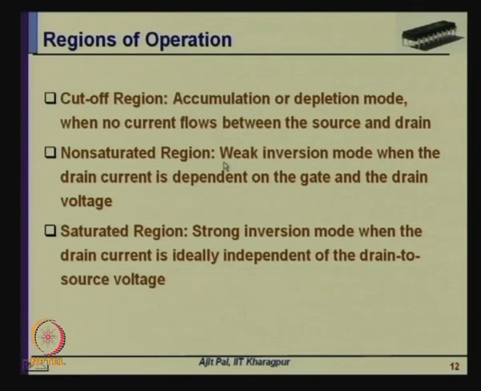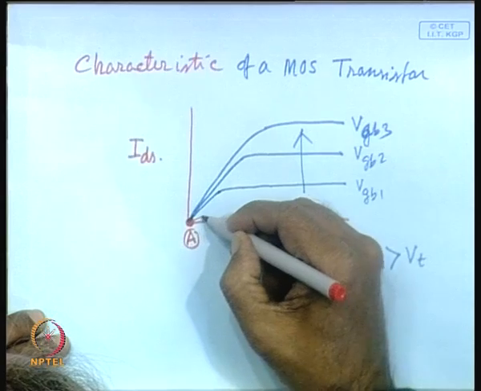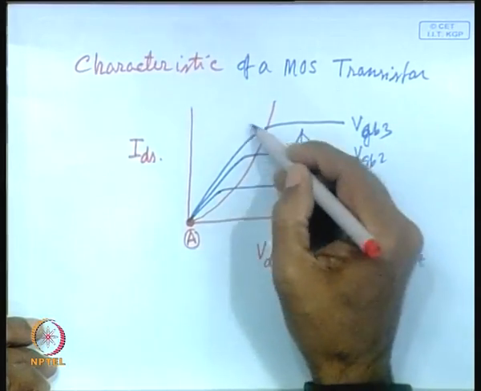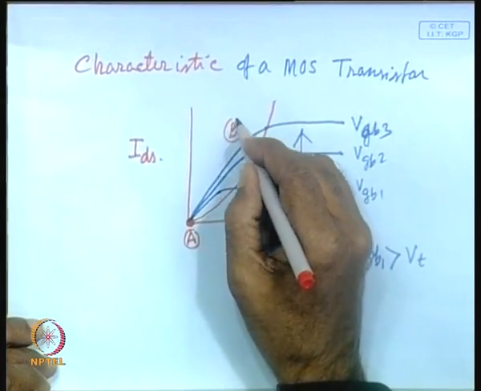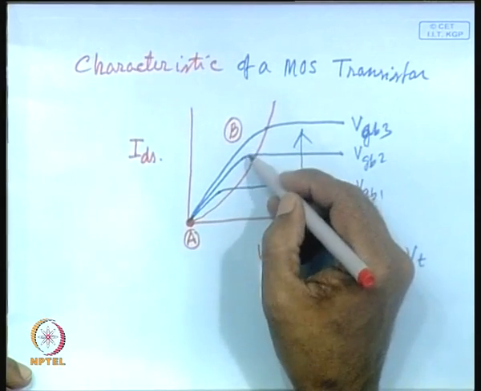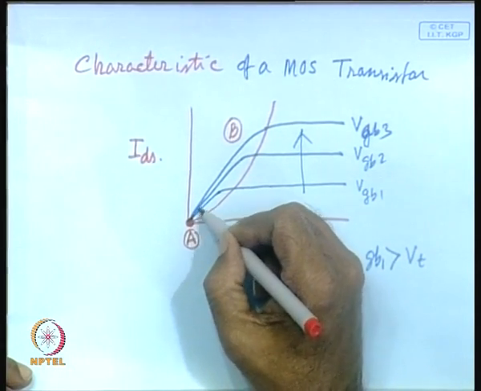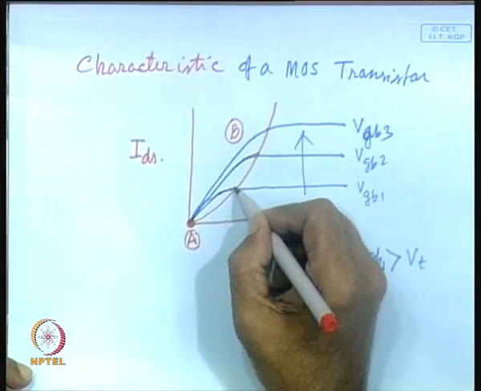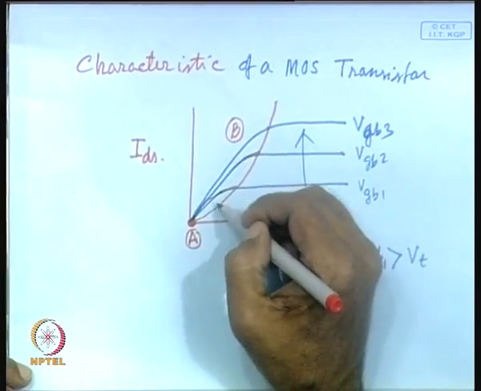Then we have the second situation, which is known as the non-saturated region, or weak inversion mode, when the drain current is dependent on the gate and drain voltage. It is known by several names: linear region, weak inversion region, non-saturated region; these are essentially the same. And in this particular curve, this part is essentially B. So, this is your non-saturated region, also known as linear region, because current is almost linearly increasing, as you can see.